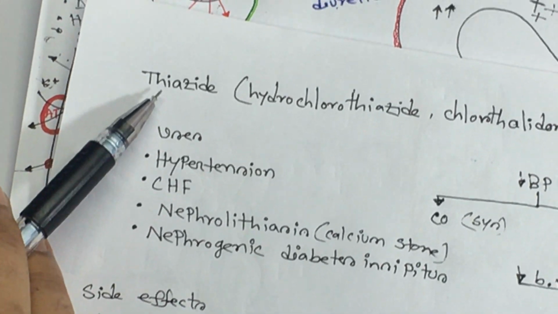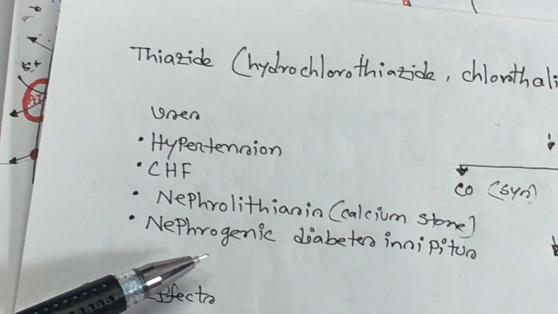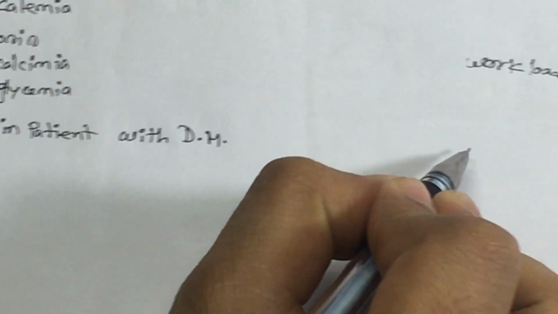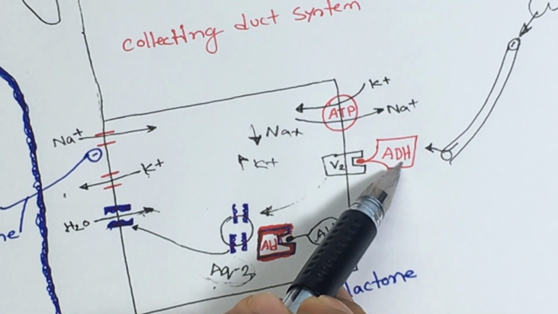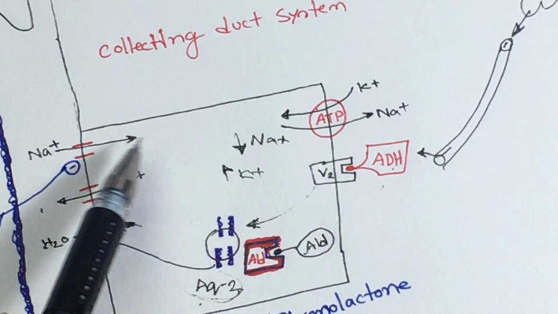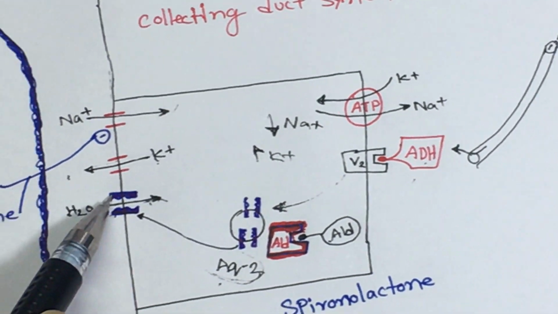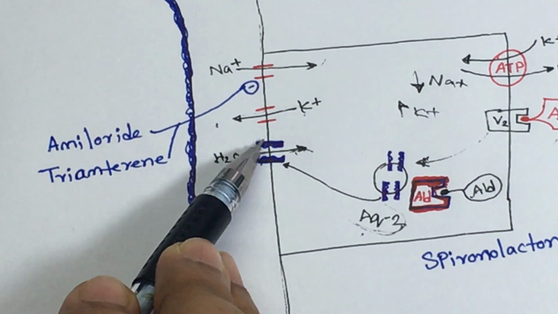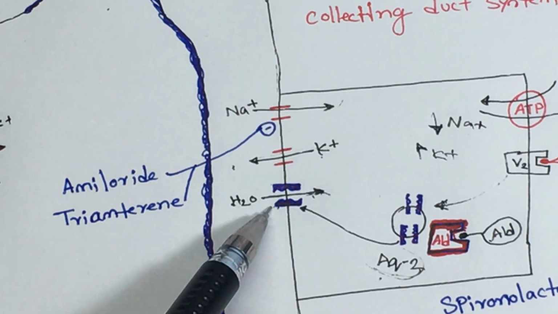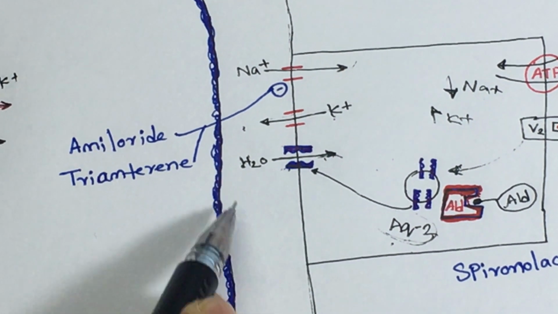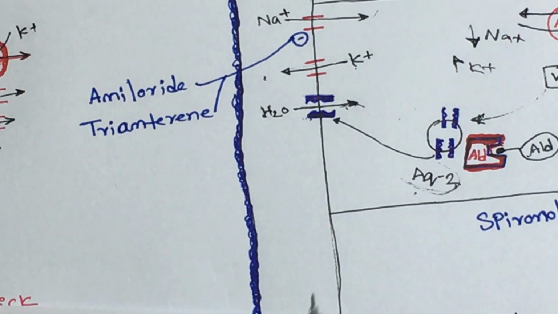Another use of this drug is in nephrogenic diabetes insipidus patients. In nephrogenic diabetes insipidus, ADH is present in the blood, but the cell doesn't respond to ADH. So the water channel can't be made or can't come to the luminal area, and water can't be reabsorbed. It will increase the luminal fluid, and that will increase your urine volume.